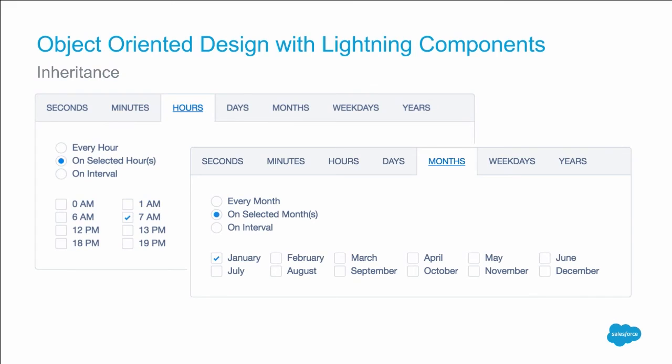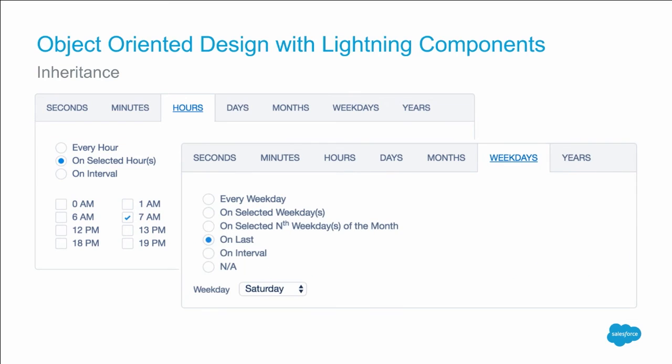Onto inheritance. So going back to my scheduling app, when I was walking you through the demo, you probably noticed some similarities between the expression builders. So for instance, the one I've got up on screen at the moment is hours and months. And other than the fact that the labeling changes slightly, the options are very similar. So we've kind of got an every hour or an every month. We've got on selected hours, on selected months, and we've got on interval. Now, the options might change, but fundamentally, they're all kind of doing the same thing.